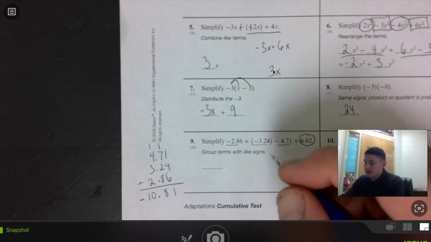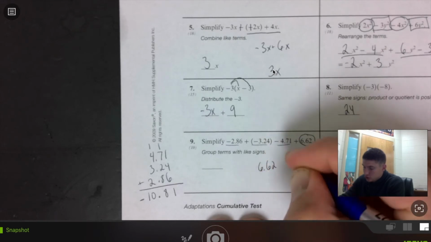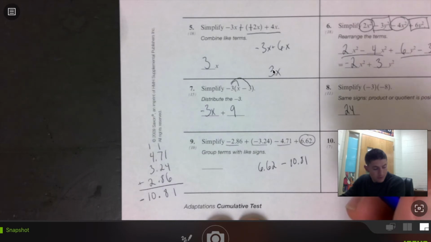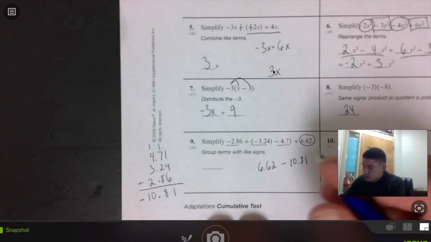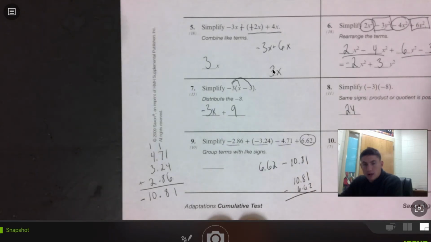So now if I would rewrite this, I'd have positive 6.62 and a negative 10.81. Now to subtract that, I'm going to take the absolute value and do my subtraction. 10.81 minus 6.62 and borrow where I need to.